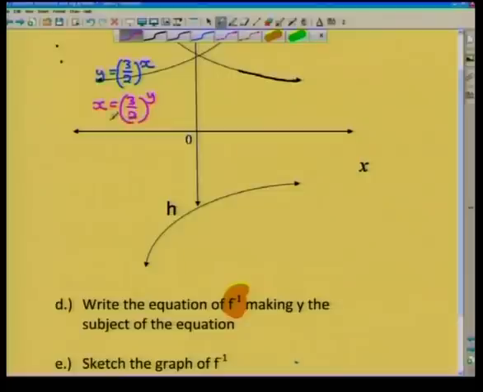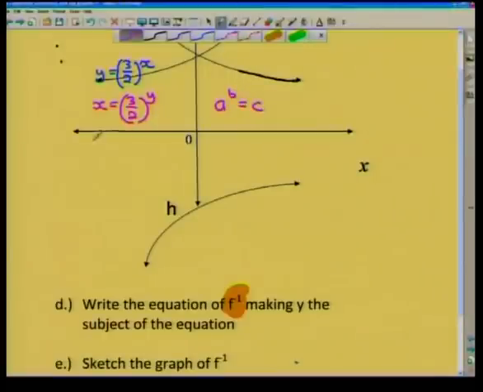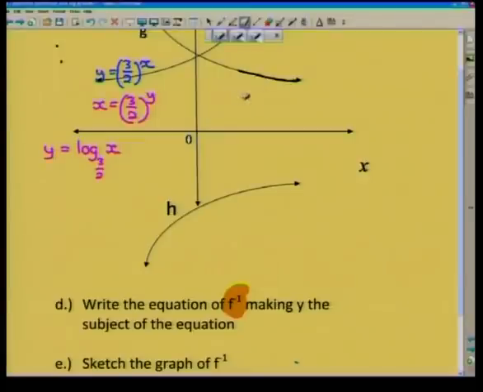And of course, if we're going to write it in y form, that's not correct. So we need to change it from an exponent to a log to make y the subject. So we're going to say, this is following the formula a^b = c. So it's going to be log to the base a, which in this case is 3/2, of the number, which is x, will equal y. And there you have the equation of the inverse.